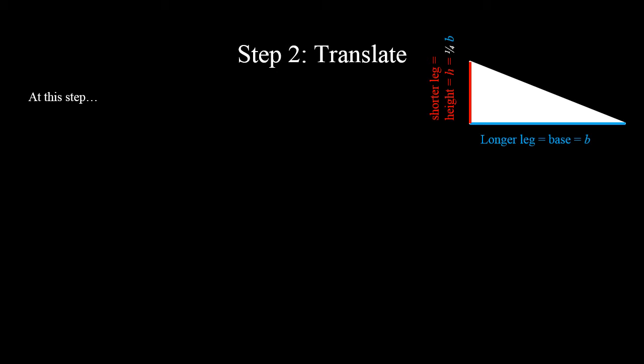So here I've got my triangle, and I've labeled it with both of the variables that we've identified in step 1. The longer leg is in blue. That was our base, and we named it B. And the shorter leg was our height, and I labeled it H in red in my picture. And you also see that I wrote equals 1/4 B. We'll talk about that in just a second.